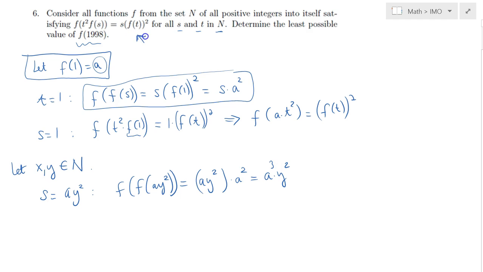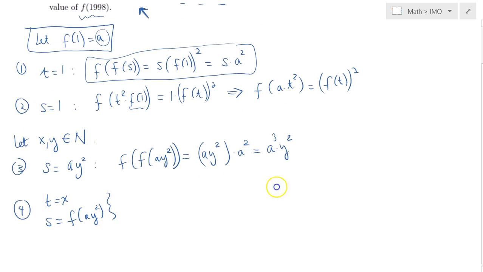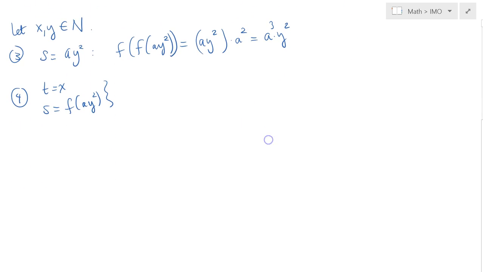Now we go back to the functional equation again, and this time we plug in t equal to x and s equal to f of a y squared. This is a standard functional equation problem where you've got to plug in lots of stuff.